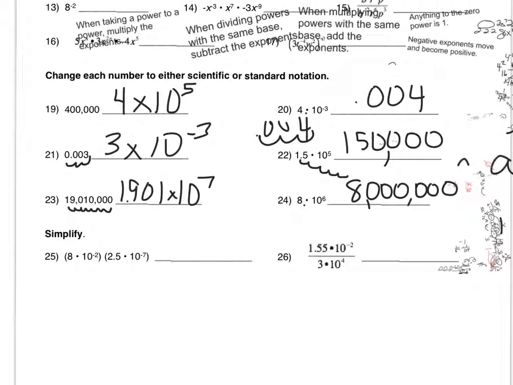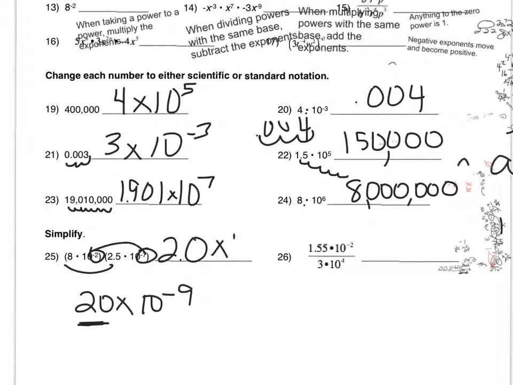For number 25, if I multiply 8 times 2.5, I get 20 times 10 to the negative 2 plus negative 7, which is negative 9. But I do have to make that 20 into a number greater than or equal to 1 and less than 10. So I'll do 2.0 times 10 to the negative 8th. Don't forget to change that exponent if you change that first number.